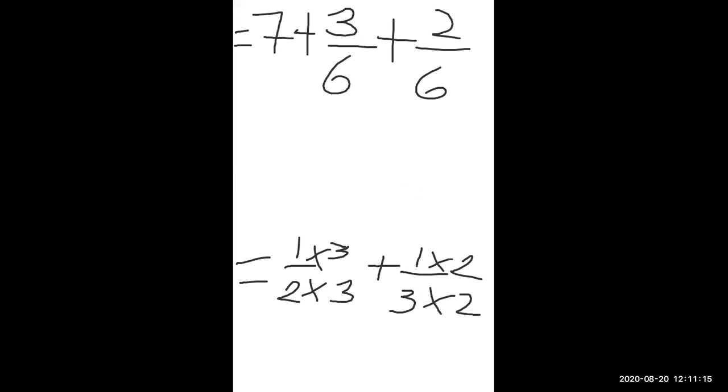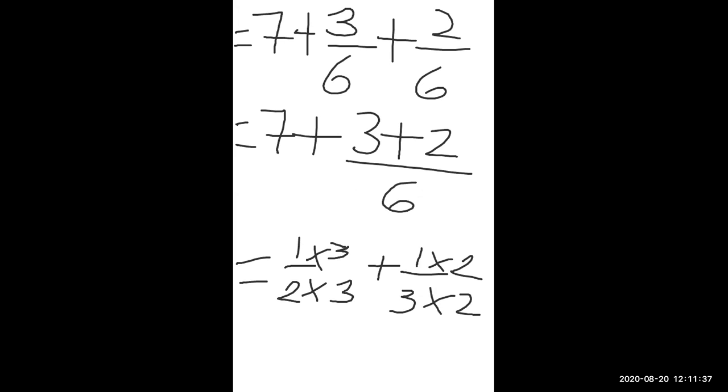Now next step is what? Next, 7 as it is you will write, plus as it is you will write, but here the denominator becomes the same. So you will take a common denominator and add the upper one. So you will write 3 plus 2 upon 6.